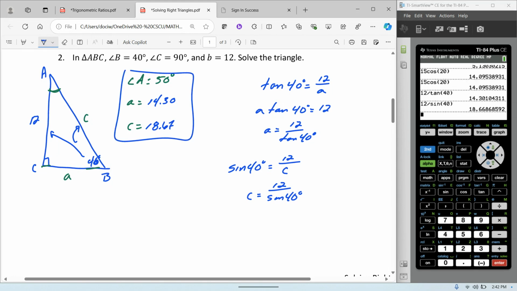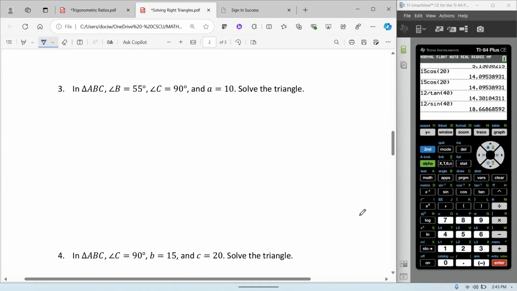The things I want to make sure about, by the way, is that notice that 40 degrees is the smallest angle. My angles are 40 degrees, 50 degrees, and 90 degrees. 40 degrees is the smallest angle. 12 is the shortest side. That should line up. C is 90 degrees. That's the largest angle. So side C should be the longest side, and that does match up as well. Okay. Number 3.